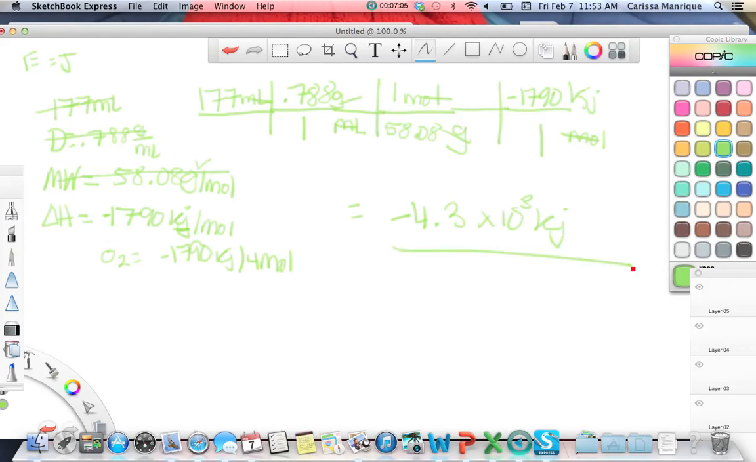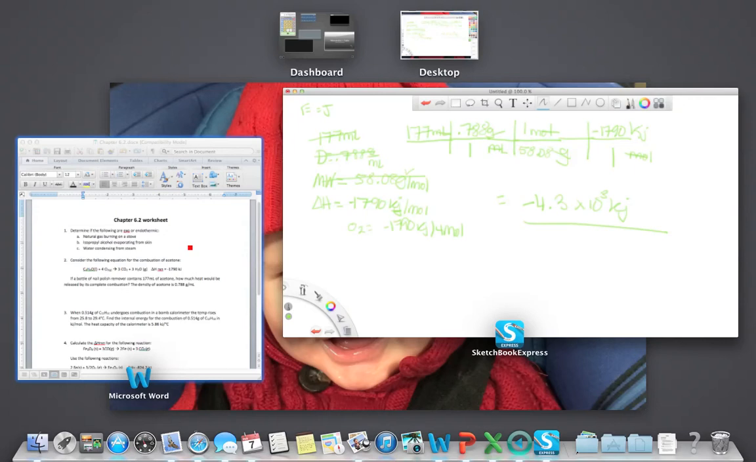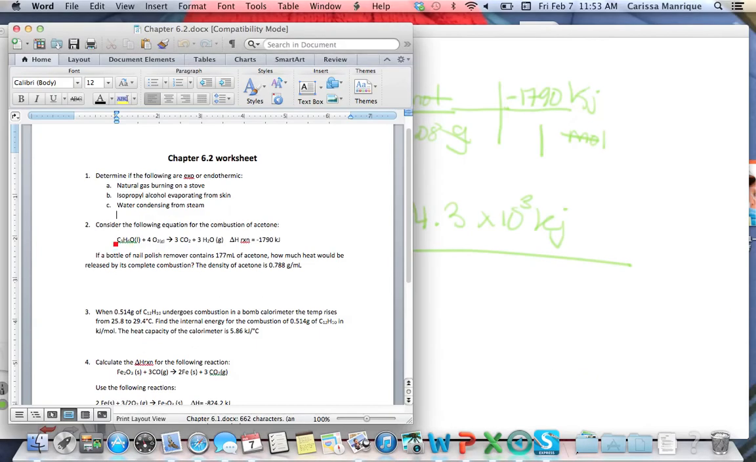Okay, so this says, in the original equation, if I have 1 mole of acetone, I will get this much energy from combusting it. Think about gasoline. Gasoline makes our car go, and it does that by combustion. So the car combusts the gasoline and allows it to go. Well, instead of using gasoline, let's combust nail polish remover, or acetone. When you do that, if you have 1 mole of that, you get this much energy.